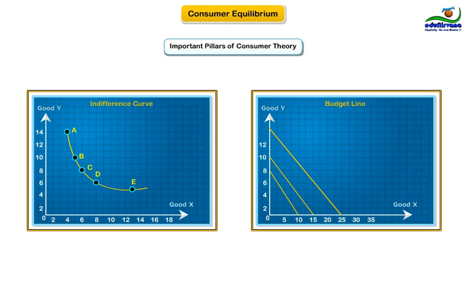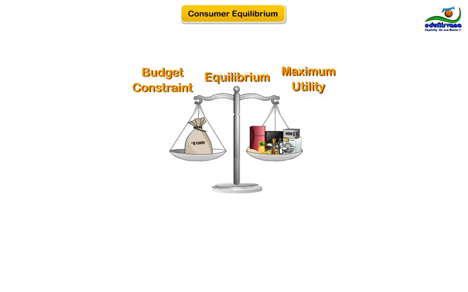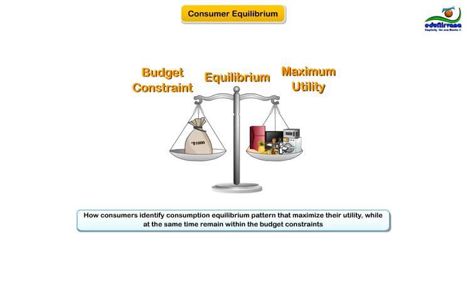The satisfaction or utility levels and the price constraint are the raw materials which we would now use to build the full jigsaw. Now, we would derive how consumers identify consumption equilibrium patterns that maximize the utility while at the same time remaining within the budget constraints.